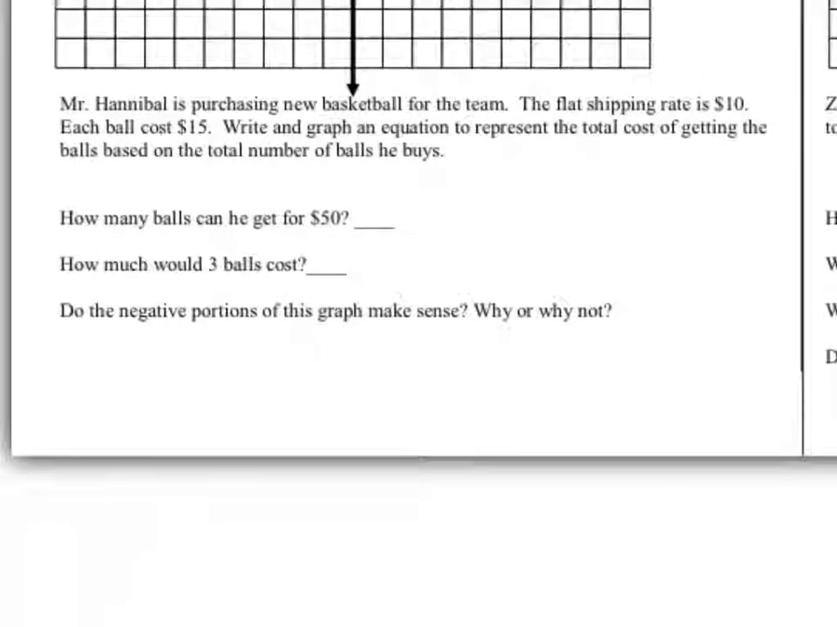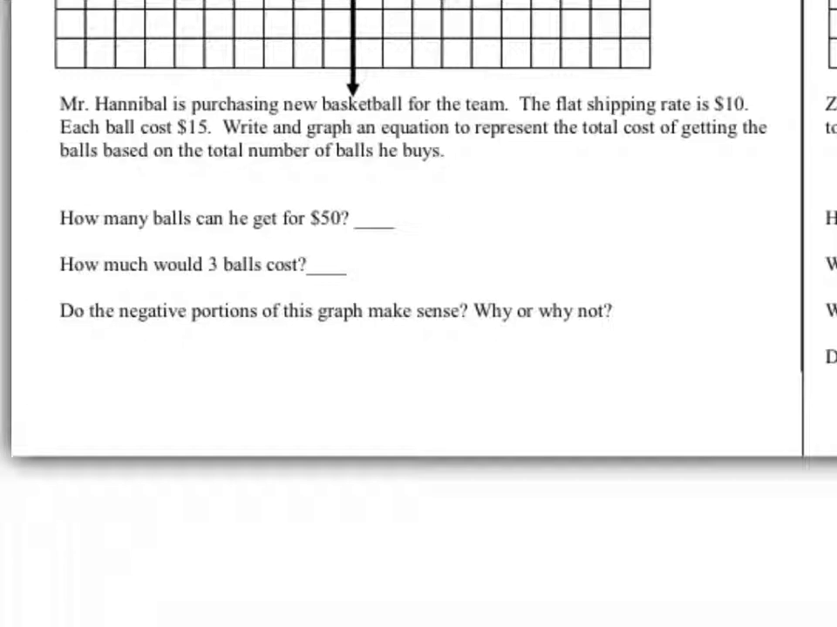That doesn't necessarily have to be true. So looking at this, it says Mr. Hannibal is purchasing new basketballs for the team. The flat rate shipping is $10, and each ball costs $15. So we want to write and graph an equation to represent the total cost of getting the balls based on the total number of balls that he buys.